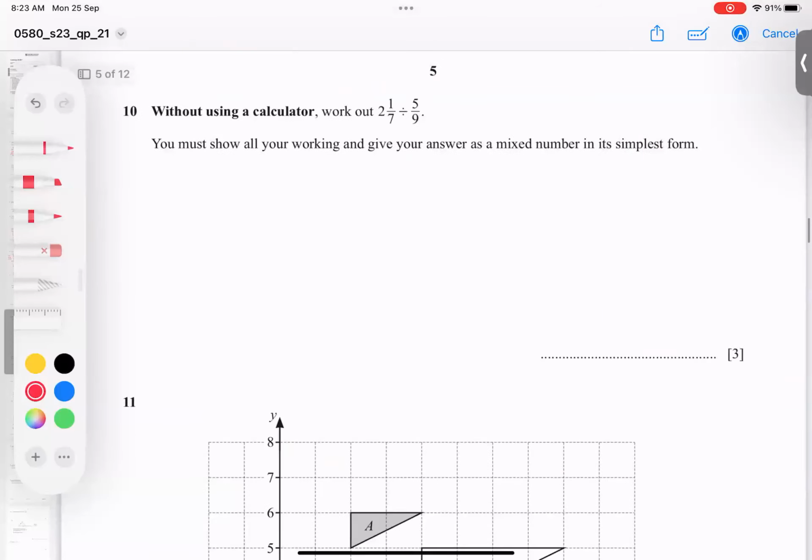Question number 10, he said without using calculator, okay, and use this one, workout. Whenever workout comes, working is compulsory. Show all your working, and give your answer as a mixed number in simplest form. First of all, this is a mixed number, how to convert it? You know, students, this 7 will multiply this 2, and that answer will add to 1. 7 2s are 14, and 14 plus 1 is 15. So 1 mark for converting this, okay?